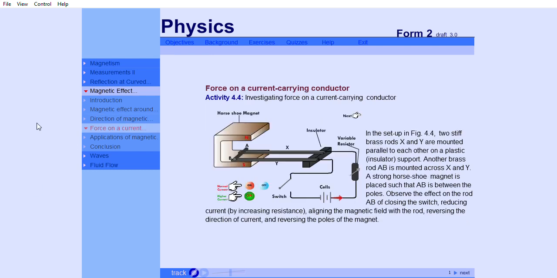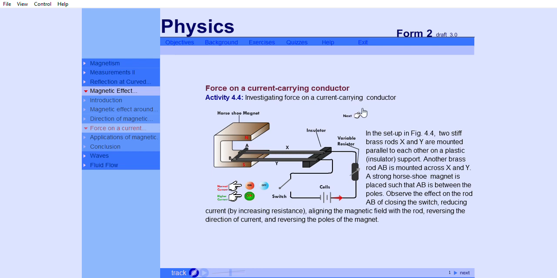Force on a current carrying conductor. Activity 4.4. Investigating force on a current carrying conductor. In the setup in figure 4.4, two stiff brass rods, X and Y, are mounted parallel to each other on a plastic or insulator support. Another brass rod, AB, is mounted across X and Y. A strong horseshoe magnet is placed such that AB is between the poles.